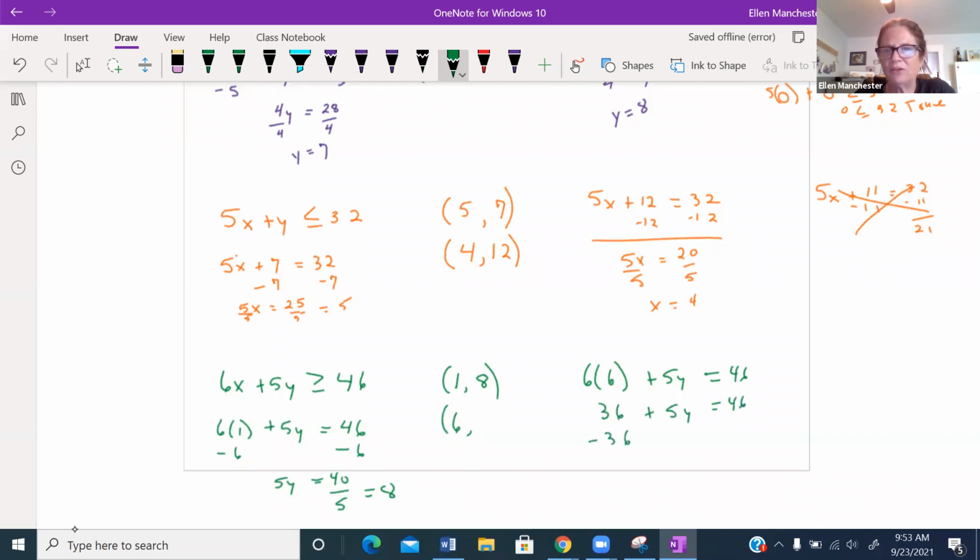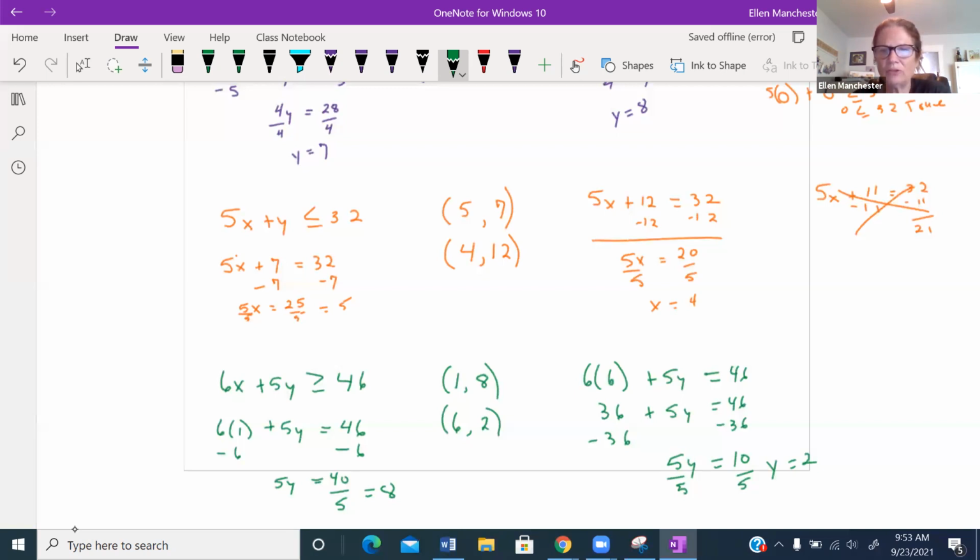When I subtract 36 off, I get 10, and 5 can go into 10 evenly. So y equals 2. Okay, so again, just pick random values for your x. You could have done it for y and then solved for x. It doesn't matter which one, just be consistent. I usually will pick 2 values for the same variable, so that way I know I'm using the same type of equation. So here's my 2 points.